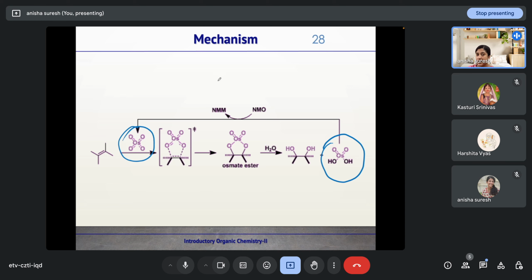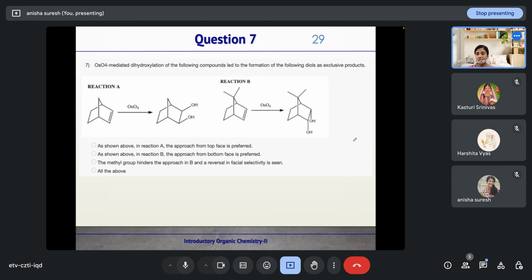So in this reaction, we need osmium tetroxide only in catalytic amount, because NMO will regenerate osmium tetroxide back from this. Okay, so option 4 is the right answer. Any doubts?